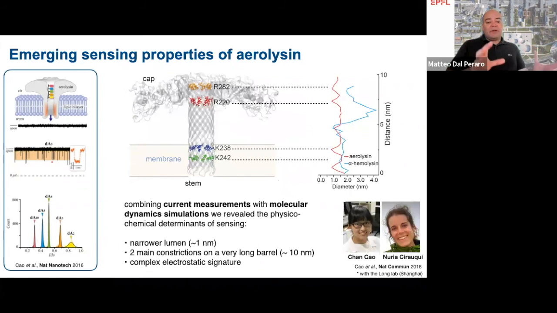Leveraging our structural knowledge about the pore and using molecular simulation and structural studies, and this is the work of Chan Cao in the lab, who is now independent on a Prima Fellowship at EPFL, we discovered that these sensing abilities are given by two constrictions along the lumen of the pore, one at the top and one at the bottom.